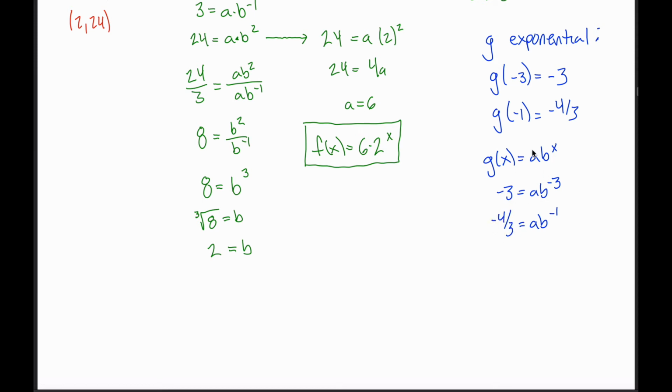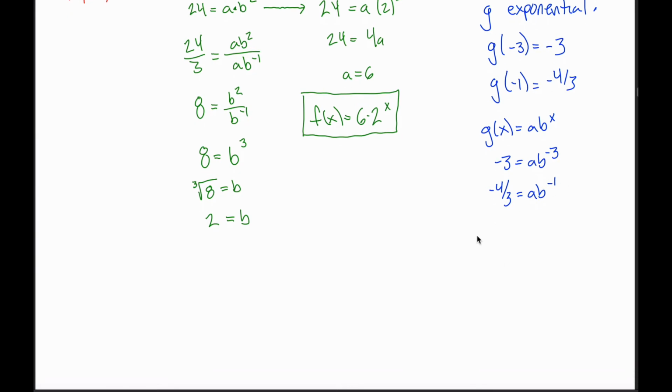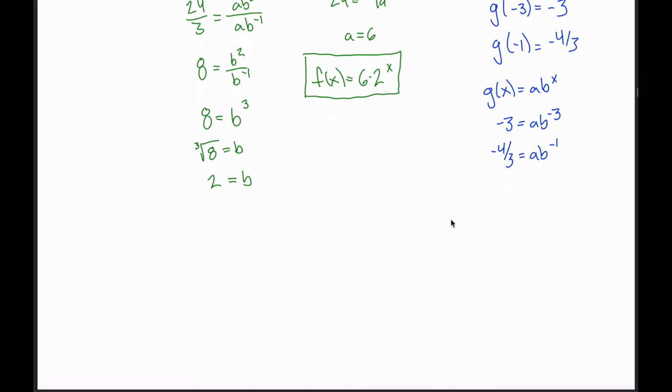I can tell you from experience that a lot of students switch the spots where these two go. They'll put the negative 4/3 up here and the negative 1 down here. So that's something to be careful of. Once I have these two equations, I just want to divide the two equations. It'll make your life easier if you take the equation with the larger exponent, negative 1 is larger than negative 3, further to the right on the number line, and put those on top.